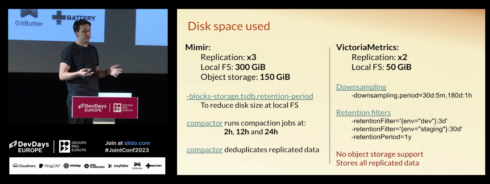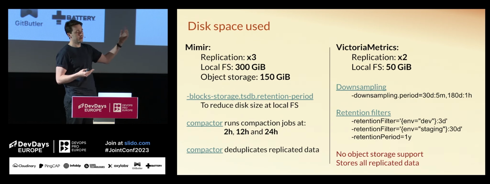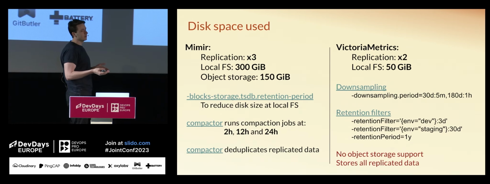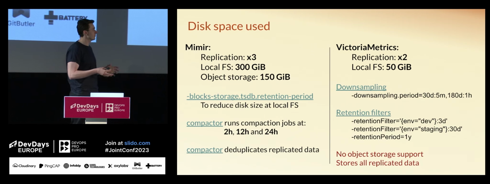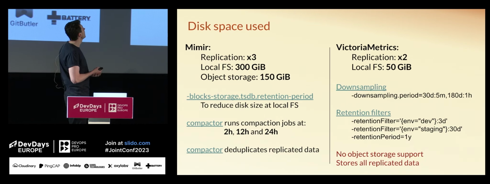In 2 words, in both cases, with replication X3 for Mimir and replication X2 for VictoriaMetrics, you can lose only 1 storage node, or ingester in case of Mimir. So this is the parity on availability here. But there is more to say about this, and you can read it in the blog post.